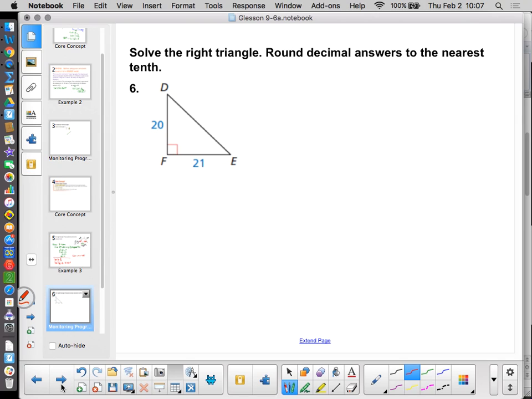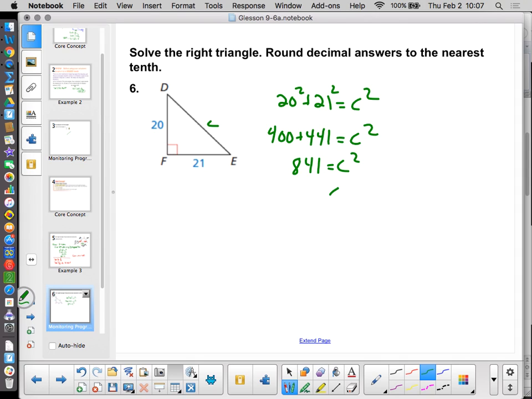Once again, solve the right triangle and round decimals to the nearest tenth if I need decimals. Here I've got sides of 20 and 21. Same situation. Third side is going to be Pythagorean theorem. So 20 squared plus 21 squared equals c squared. That's 400 plus 441 equals c squared. So it's 841 is c squared. So c is the square root of 841. Now, I don't know if any perfect square is going to 841. I'm just going to leave it that way for now.